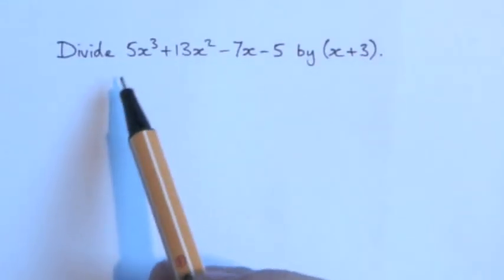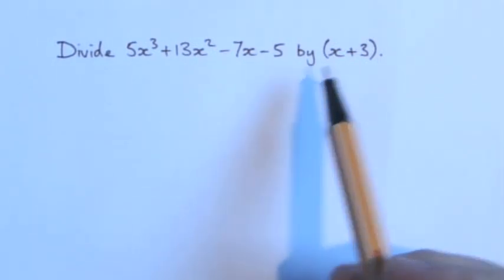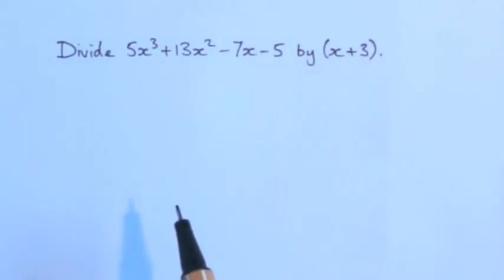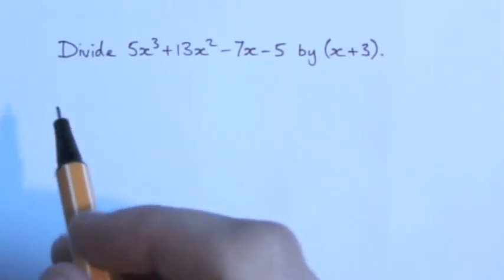We're going to divide 5x cubed plus 13x squared minus 7x minus 5 by x plus 3. And we're going to do it by reverse multiplication.